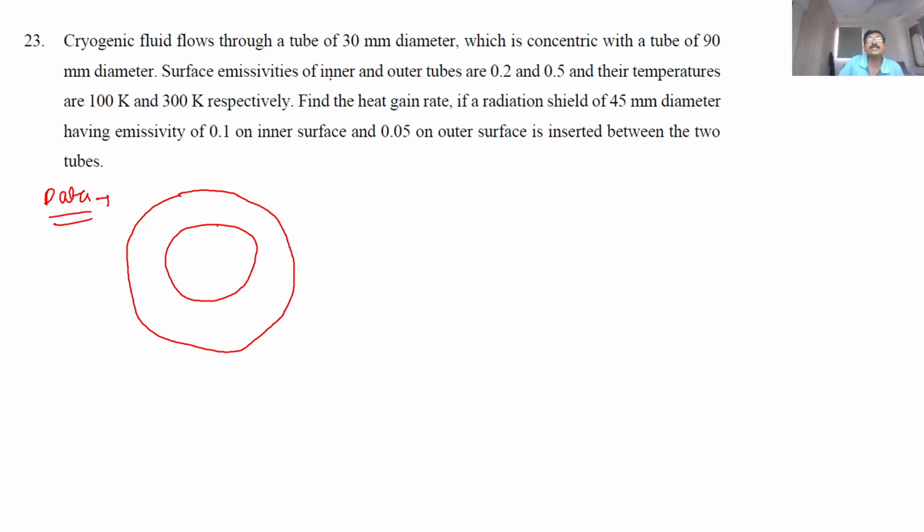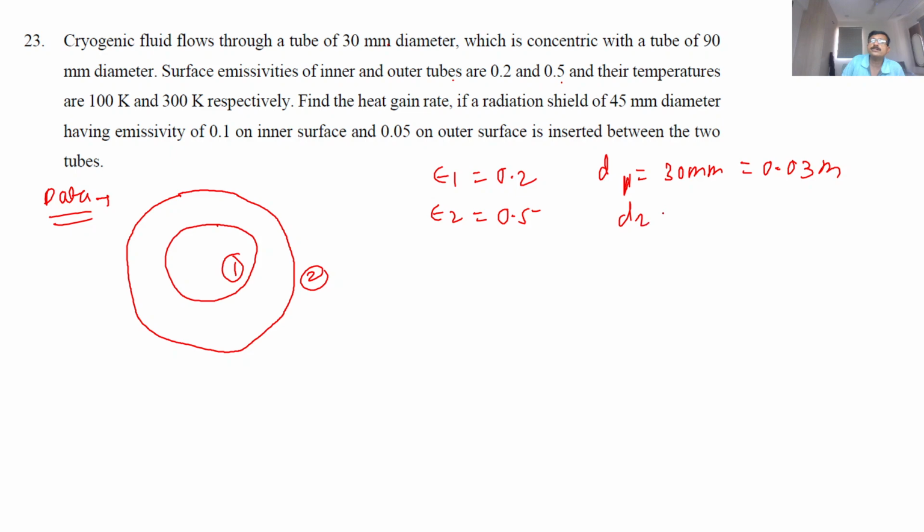The surface emissivities of the inner and outer tubes are 0.2 and 0.5. So the innermost is numbered as 1 and the outermost is numbered as 2. Epsilon 1 is given as 0.2. The outer tube is 0.5, so epsilon 2 is 0.5. D1 is 30 mm. 30 mm means how much in meters? 0.03 meter. And D2 is 90 mm, so 90 mm means 0.09 meter.